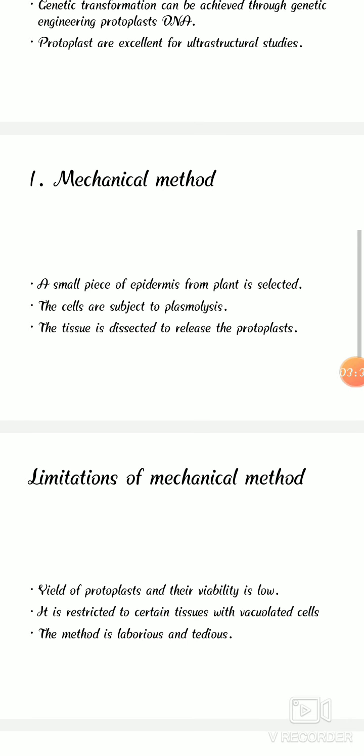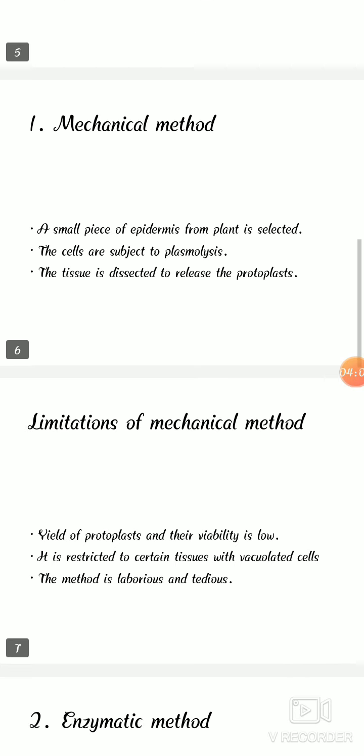Number two, the cells are subjected to plasmolysis, and this causes protoplasts to shrink away from the cell wall. So, number one, we take epidermis from a plant that was selected, and then it is subjected to plasmolysis, which causes protoplasts to shrink away from the cell wall. The tissue is then dissected to release the protoplasts.